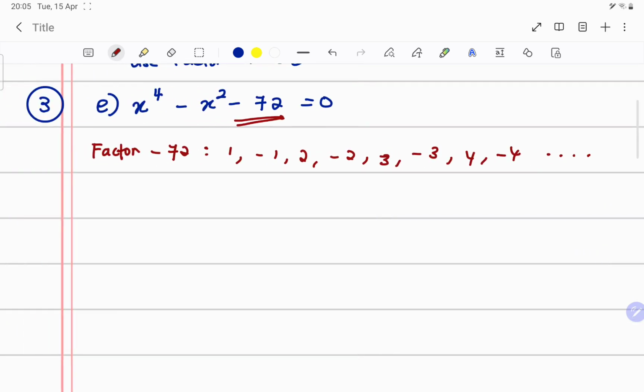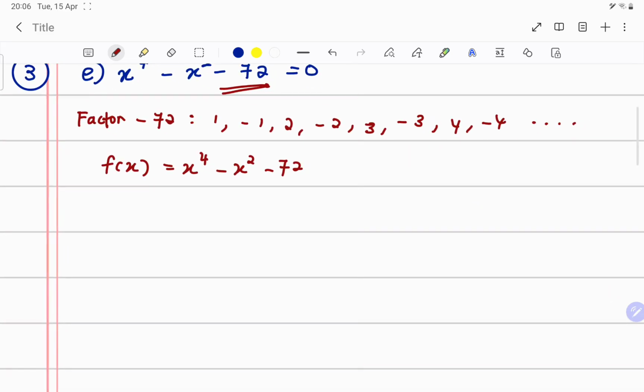Okay, so now when we need to solve using the factor theorem, you need to try one by one. Substitute inside this function, the function of x to the power of 4 minus x squared minus 72. So you use each of the factors that you have here, substitute, and then check whether you get equal to 0 or not. If you get equal to 0, then the factor that gives 0 is one of the roots, which is one of the values of x. So now, how to test one by one?